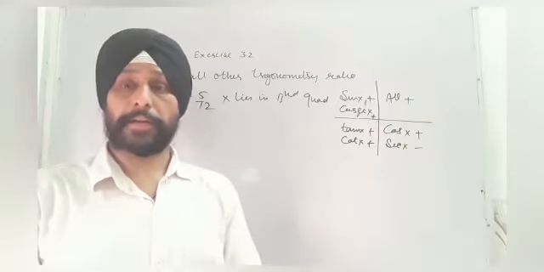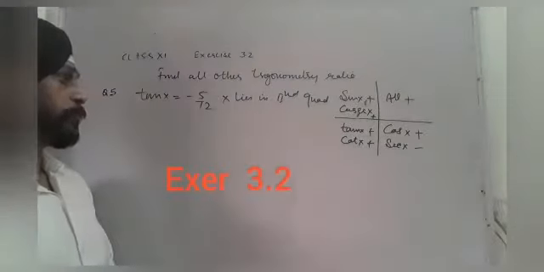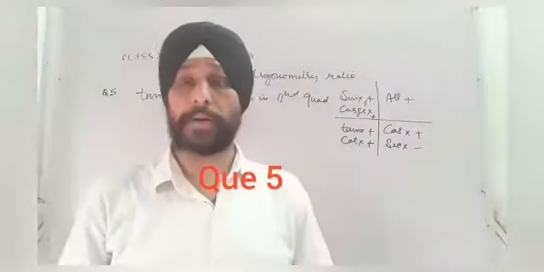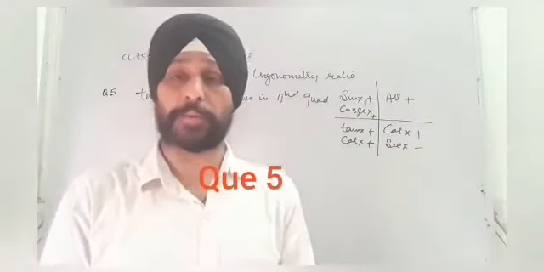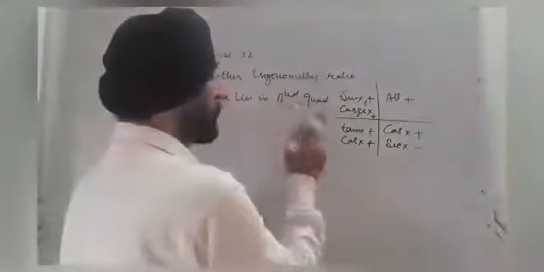Now student, we are taking the question of exercise 3.2. Given here tan x is equal to minus 5 by 12 where x lies in the second quadrant. As I have already informed you, student, you need to keep in mind this concept: x lies in the second quadrant.